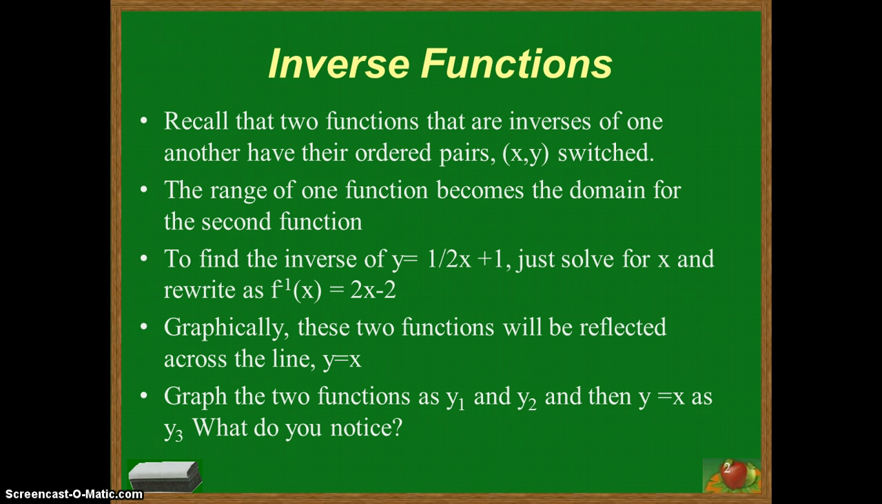the second function. For example, to find the inverse of y equals 1/2 x plus 1, just solve for x and rewrite it as f negative 1, the symbol for inverse, of x equals 2x minus 2. Graphically, these two functions will be reflected across the line y equals x. Graph the two functions as y1 and y2, and then y equals x as y3. What do you notice? You should notice that they're reflected across y equals x.